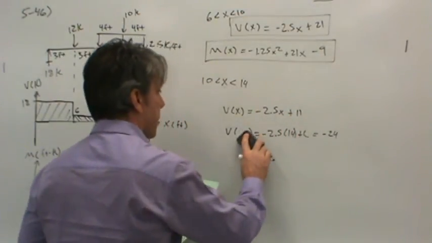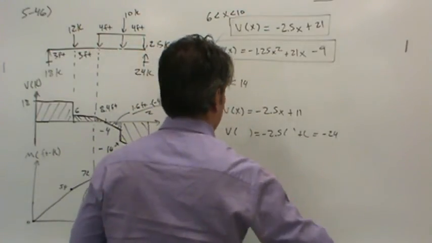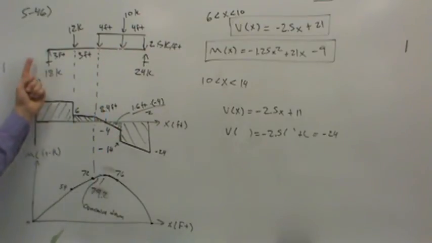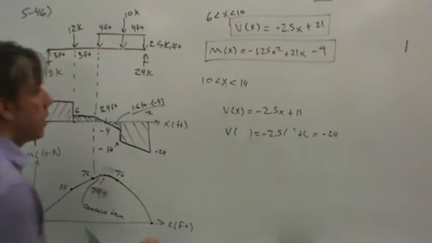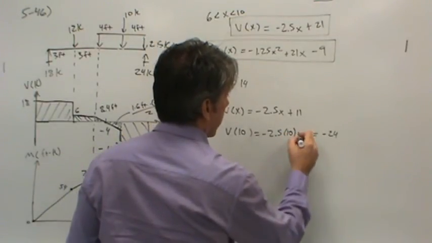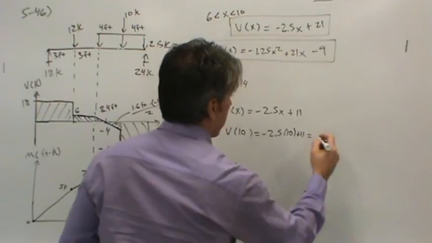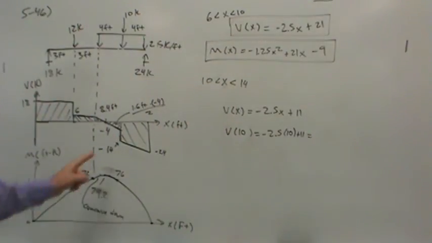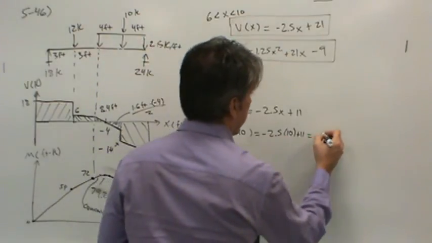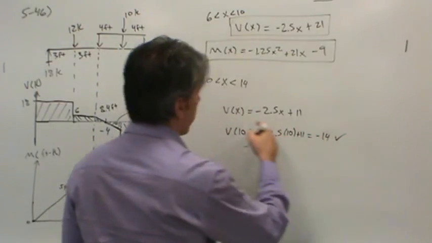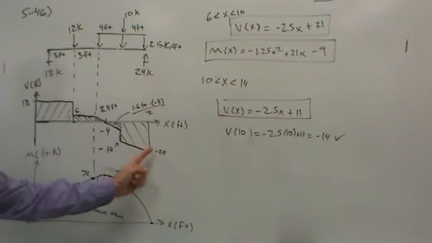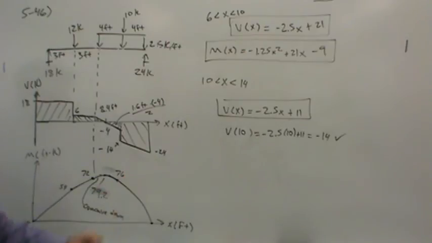So what happens when x is equal to this point, which is 10 feet? What happens when we use that constant of 11? Well, then we actually come out with negative 14. You can do the math, right? This is negative 25 plus 11, which is negative 14. And so we verified that this is the correct equation for x between 10 and 14 feet. So now we have the equation of that line.